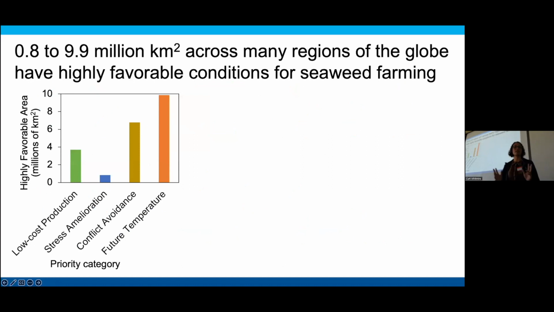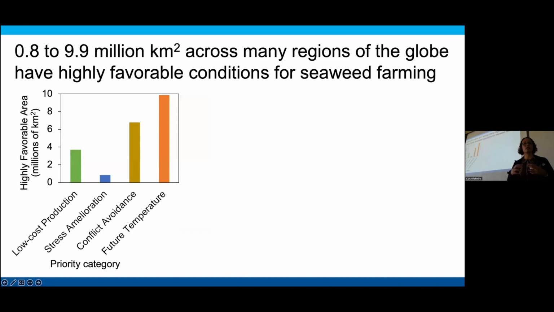Depending on what factor you prioritize, between 0.8 and 9.9 million square kilometers of ocean would have highly favorable conditions for seaweed farming. And here, highly favorable means that they scored 80% or higher, or 0.8 in our weighted average. And this graph shows that area. So prioritizing future temperature is going to get you almost 10 million square kilometers of nice seaweed farming area, whereas prioritizing improvement of stress is going to get you less than 1 million.